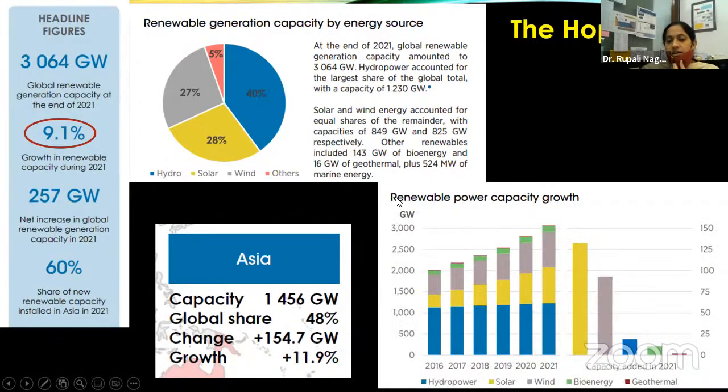And in the renewable power capacity, if you look at this chart, we see again that hydropower has maintained its growth from 2016 to 2021. Solar, of course, has increased. Bioenergy is also increasing, and wind energy is also increasing.